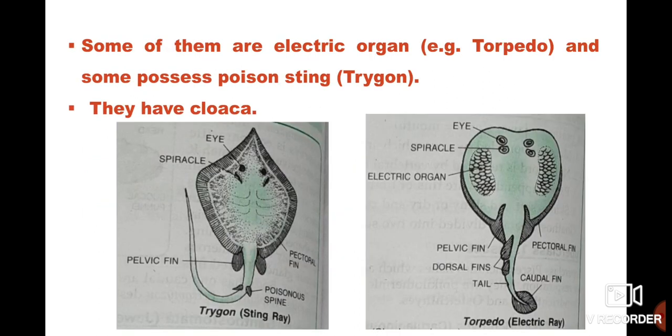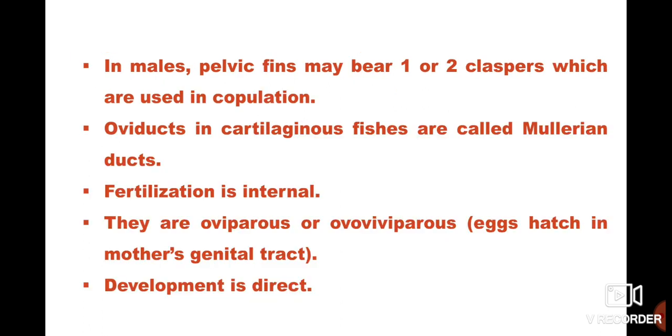Well, some of these chondrichthyes have electric organs present. For example, we have torpedo, and some of them possess a poison sting. For example, we have trygon, and they also have a cloaca present. Just before, I was telling you about the males. In males, pelvic fins may bear one or two claspers, which are used in copulation.